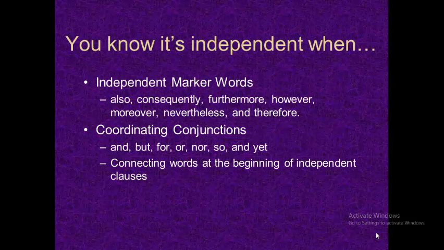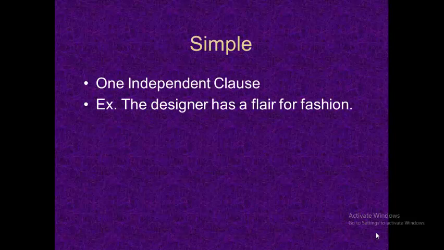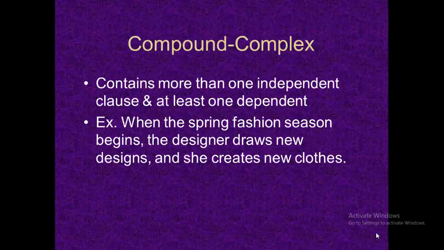Okay, you know it's independent when you have independent markers. You have consequently, furthermore, however, moreover, nevertheless, therefore. If you have any one of these connectors, or a coordinating conjunction like and, but, for, or, nor, so, and yet, these are indicators for the independent clause. We have sentence structure, as we said. Together we have simple, compound, complex, and compound-complex sentences. So these are the different kinds of sentences.